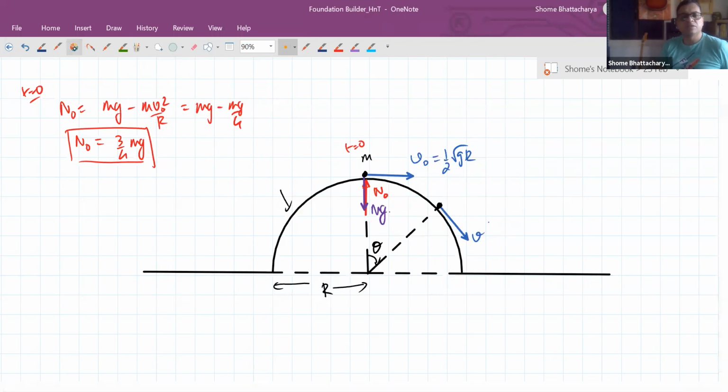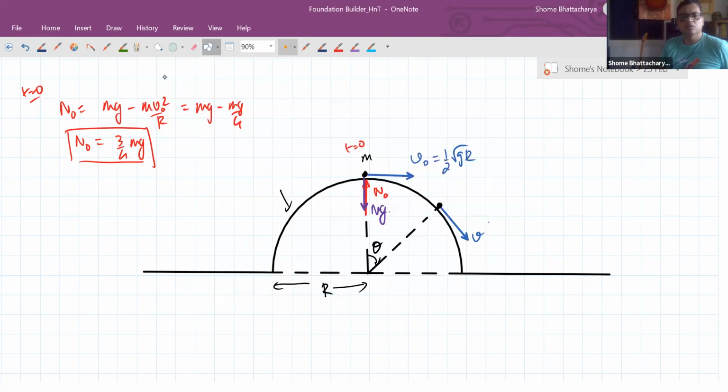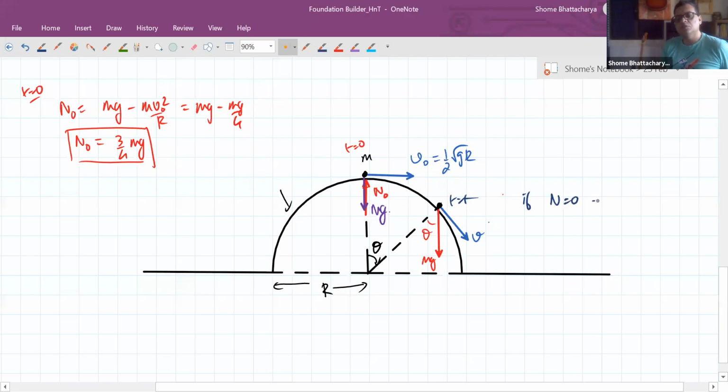And at this point of time, we are saying that the normal reaction should have become 0. So there's only one force acting on it, that is mg. So the condition for us is that at this time t, if normal reaction has become 0, it means that mg cos theta itself is equal to mv squared by r.